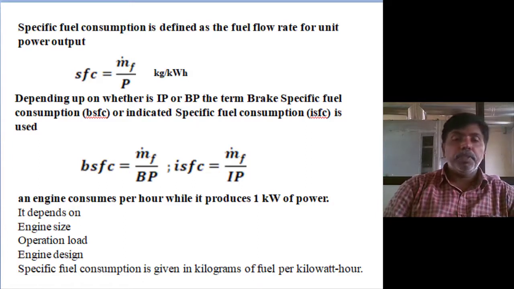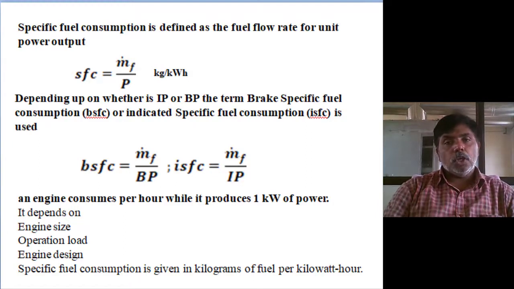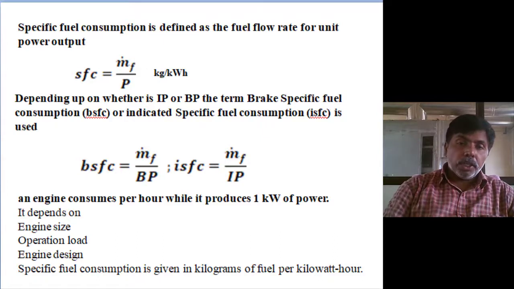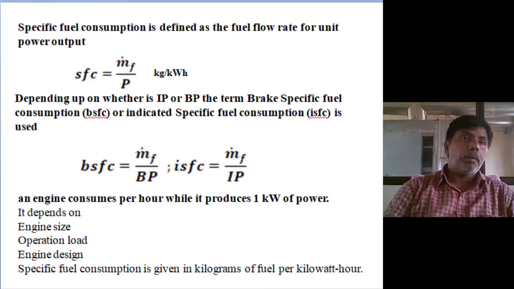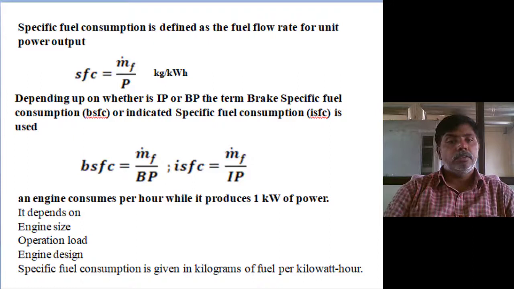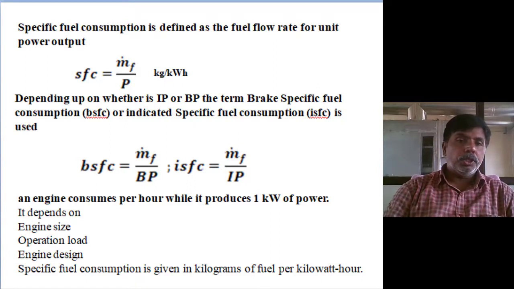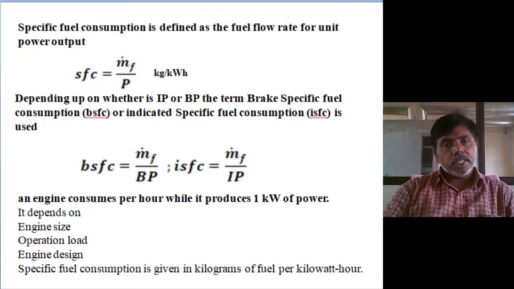Next parameter, specific fuel consumption, means how much mass flow rate of the fuel is required for production of 1 kilowatt power. The mass flow rate we are giving in kg per hour. Okay. So mass flow rate of the fuel we are generally calculating in kg per minute, or meter cube per minute, meter cube per second. Then we are converting to kg per hour and substituting. Specific fuel consumption means mass flow rate by power output. Units are kg per kilowatt hour.